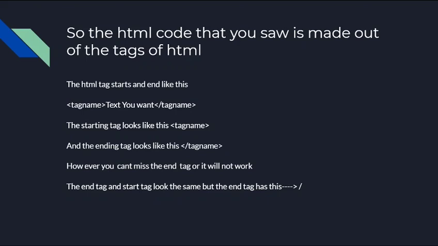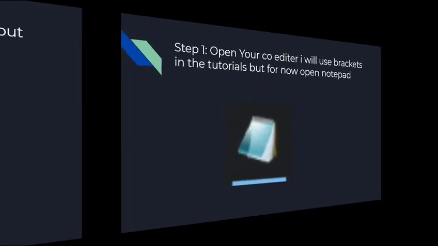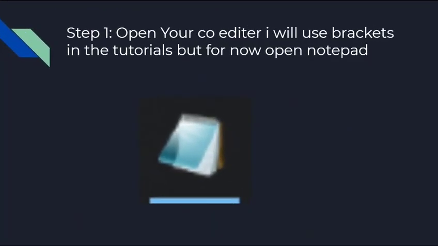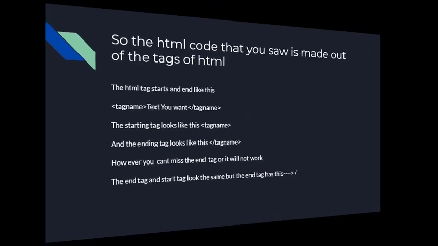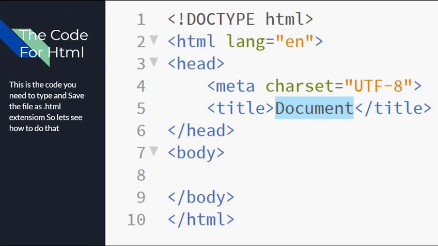Let's see the next one, so we can see the HTML code that we need to write. Step 1: open your code editor. I will use Brackets in the tutorials, but for now open Notepad. In the tutorials I'll open Brackets, guys. This is the Brackets one, I opened it from Brackets. You can see it's that big.